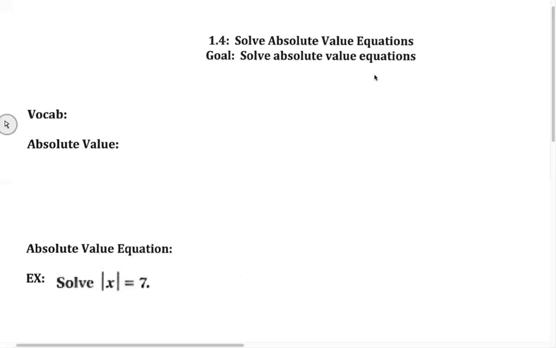All right, so this is 1-4, solve absolute value equations. First thing we need to figure out is what is absolute value? Well, absolute value is the distance a number is from 0. What do I mean by this?